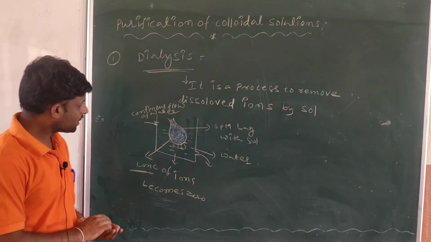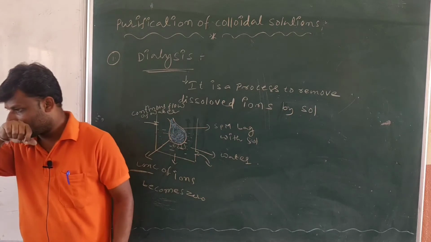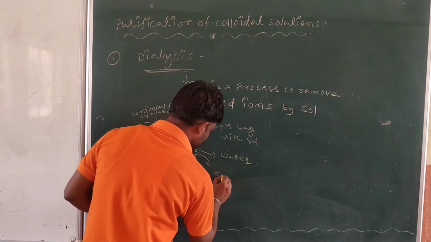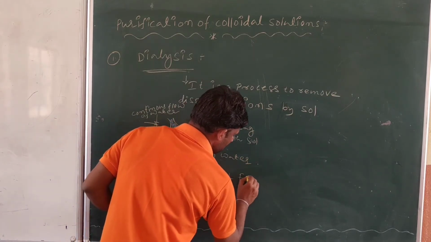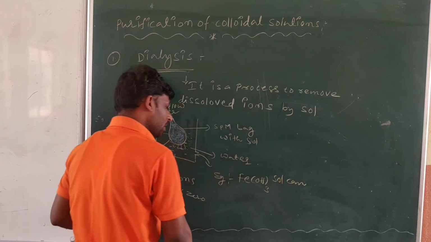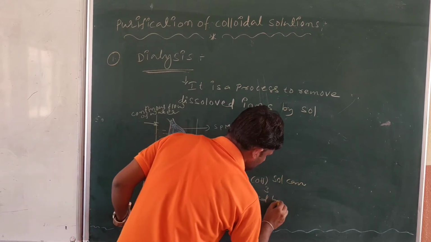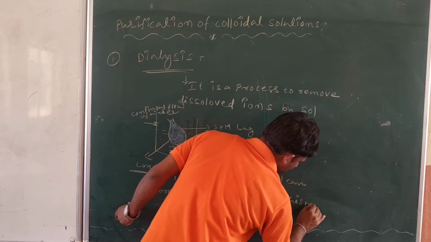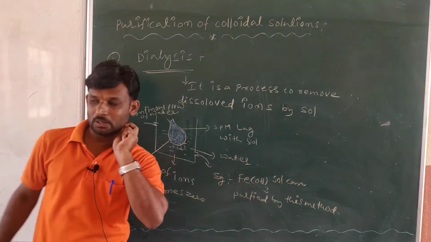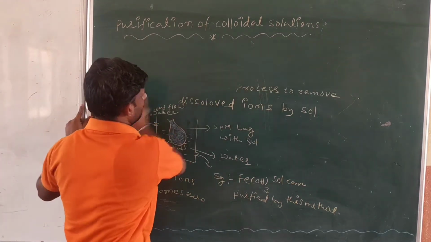Electrodialysis. For example, in this case I am going to talk about the example of ferric hydroxide sol. Are you getting my point? Ferric hydroxide sol can be purified in this method only. Suppose for example Fe(OH)3 sol can be purified by this method. This is also a dialysis method, but here we are taking electrodialysis. Next method I am going to talk about.